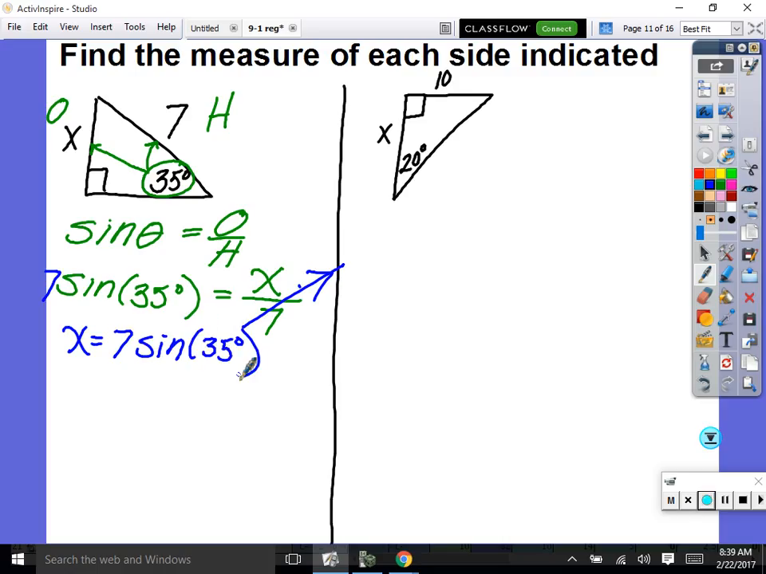You might see it written like that on the ACT, and you also might see it as the actual answer. So type it into your calculator. 7 sine of 35. We are not doing an inverse, because then if we did inverse sine, we'd have a floating 35 degrees, which would be bad news. 7 sine of 35. What's the answer? 4.01. Cool.